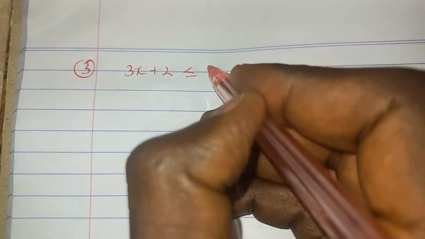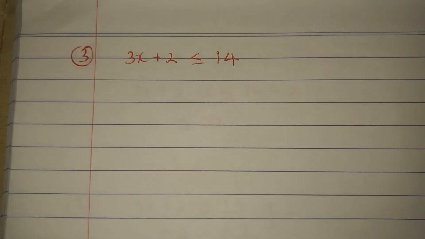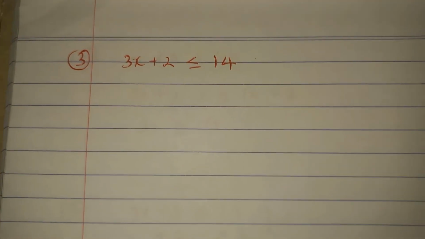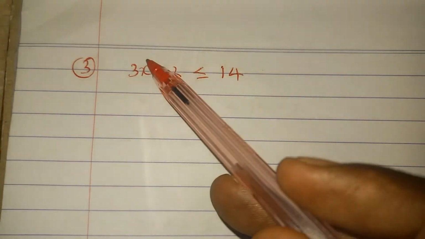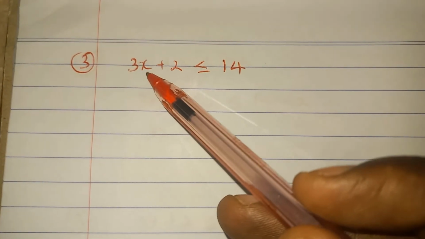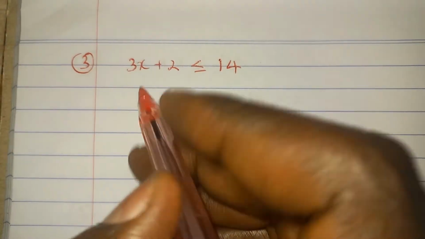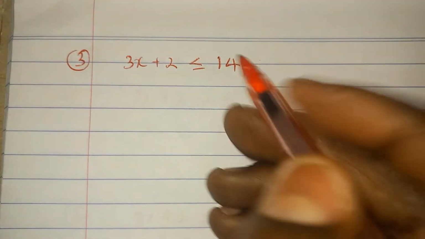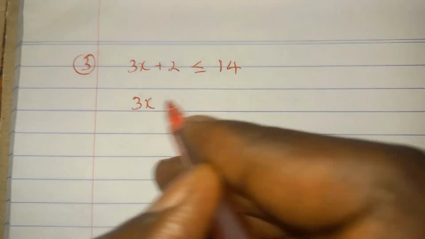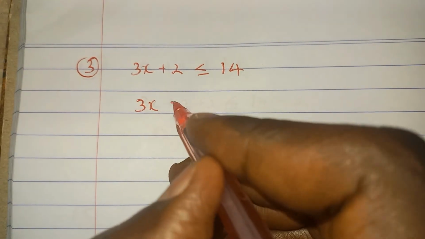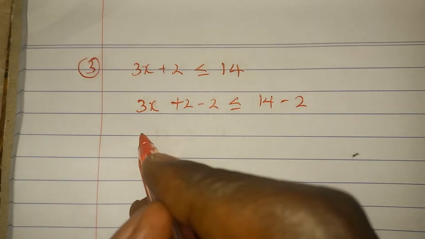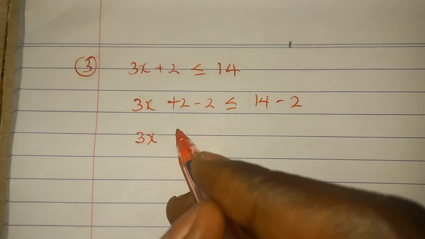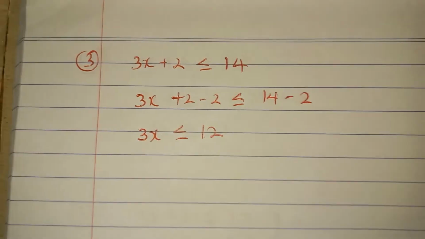Next, let's look at how to solve number 3. That is 3x plus 2 is less than or equal to 14. So how do you go about this? As I said earlier, the objective here should be to look for a way of isolating x. So to get x, we start by subtracting 2 from both sides. So 3x plus 2 minus 2 is less than or equal to 14 minus 2. That is 3x is less than or equal to 12.